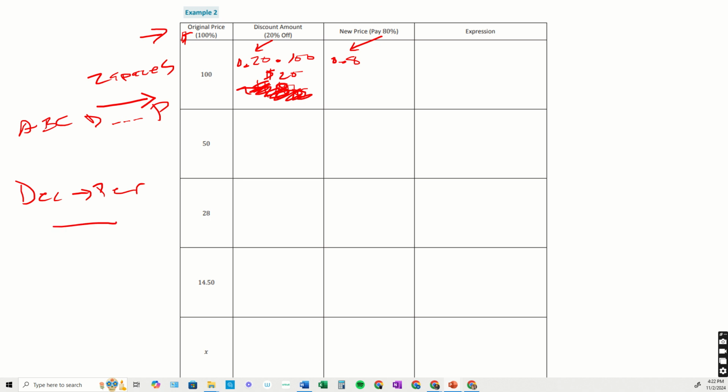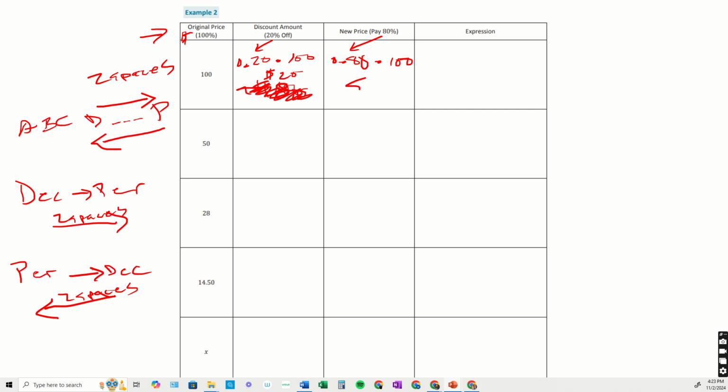So we would move it 2 spaces right. If we go from percent to decimal, P for percent comes after D for decimal in the alphabet. That means we'd need to move it 2 spaces to the left. We always move it 2 spaces, and as long as you know your alphabet, you know which direction to move the decimal. So 0.8 times 100 is $80.